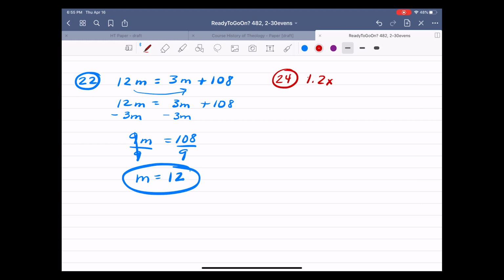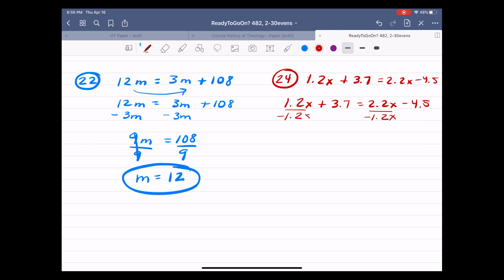Number 24. 1.2x plus 3.7 equals 2.2x minus 4.5. So I'm going to move my x's around, and I'm going to have to move my 3.7 and my negative 4.5 around as well. I'm going to move my x in a manner that it won't make it negative. So if I subtract 2.2x from the right side and from the left side, I'm going to end up with a negative x. So I'm going to subtract my negative 1.2x from the left and then from the right.